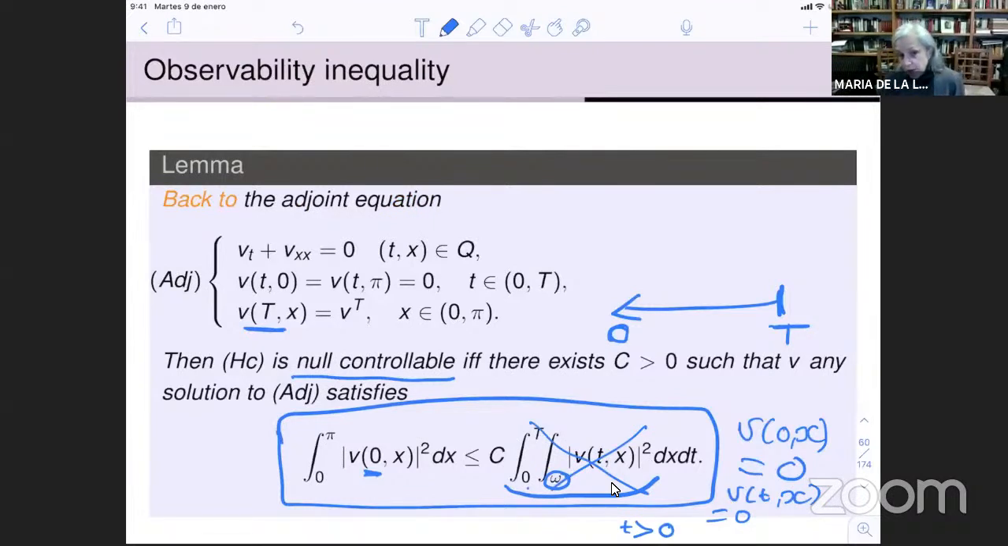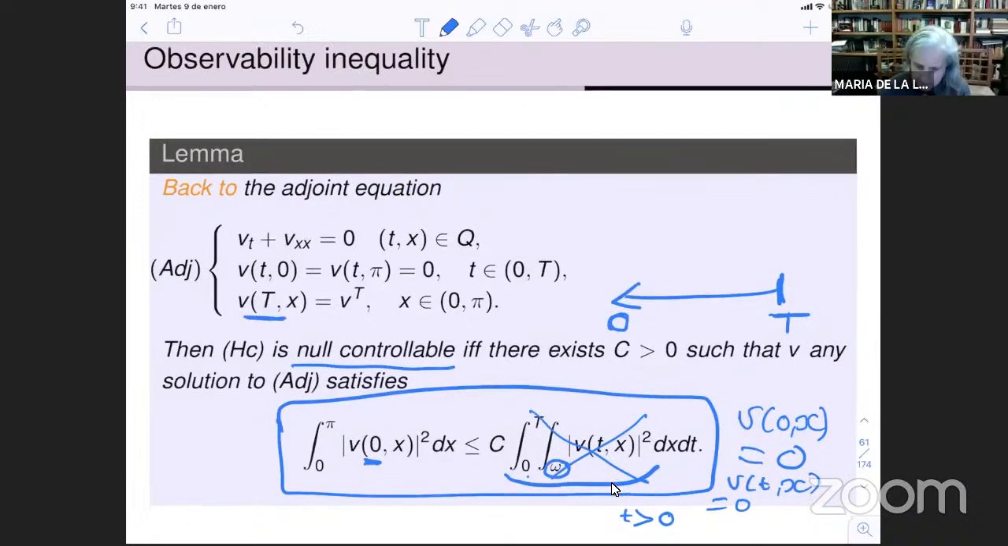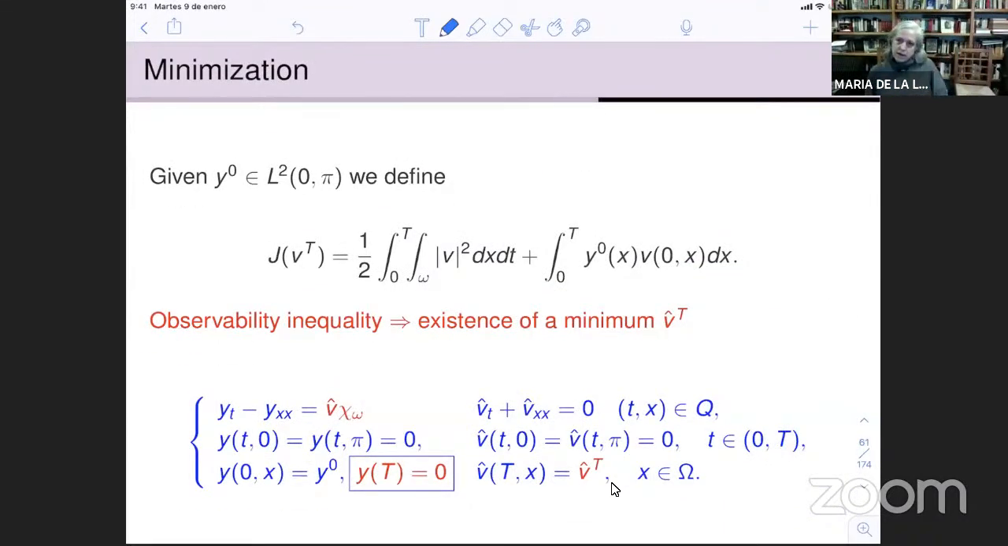So if we have this observability inequality, we are going to have the approximate controllability, and we are going to have also the null controllability, okay? Why? We have again the argument that we did for the ordinary differential equations, where we were able to define a functional and to prove that this functional has a minimum, okay? So in this situation, if we have the observability inequality, this functional has a minimum.